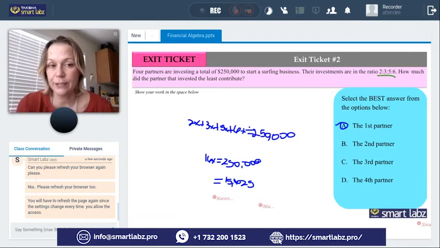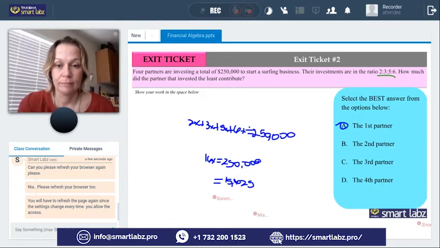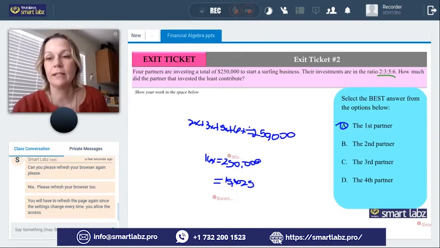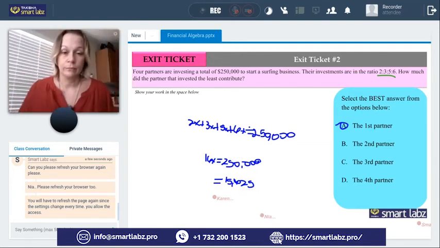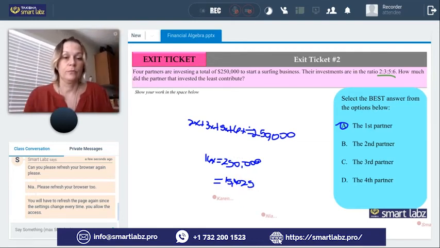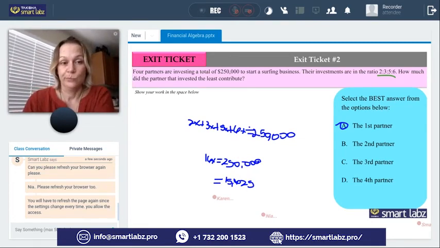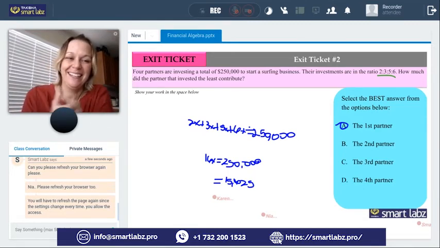Very good. And how much did he contribute? What was the amount, the total amount, of the first partner? 234,000. No. Because the first partner invested 2 shares at $15,000. He has 2 shares in the business. Remember that. 31,200. Very good. Yes.